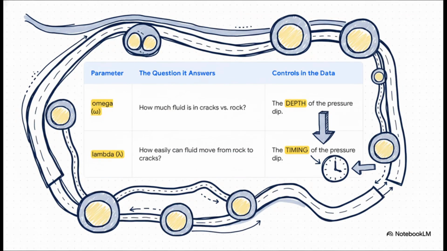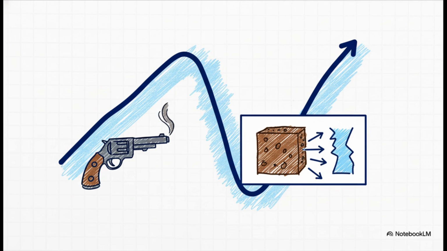To crack this code, we're looking for two key clues, two parameters in the data. The first is called omega. It answers the question, how much of the oil is in the cracks versus how much is in the rock? And that controls the depth of a signature dip we see in our data. The second is lambda. It tells us how easily the oil can move from the rock into those cracks, and that controls the timing of when that dip happens. So what is this signature clue I keep talking about? Well, it's a very distinct dip in our data.